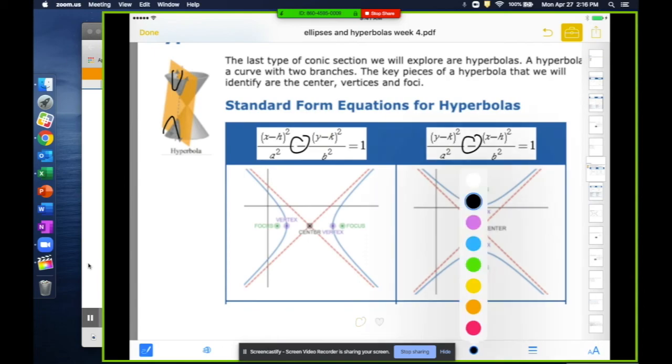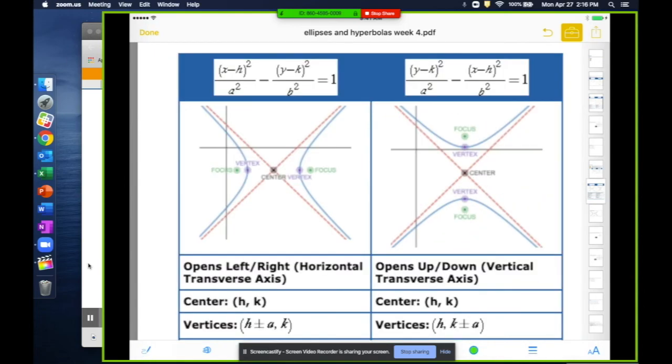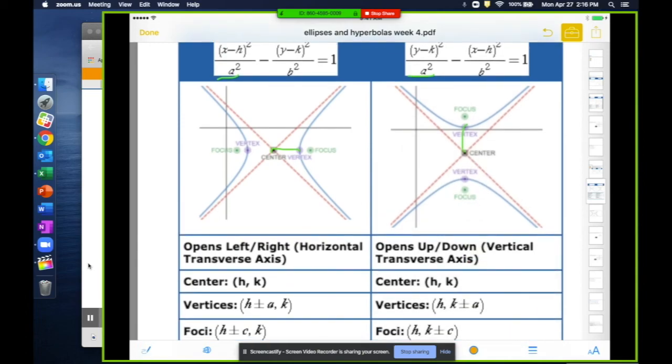And my a and b don't flip. My denominators don't flip around for these, but my numerators do. So instead of x minus h squared and y minus k squared always being in the same spot, for a horizontal hyperbola, it's going to be the x minus h squared first, and then for a vertical hyperbola, the y minus k squared is going to be first.